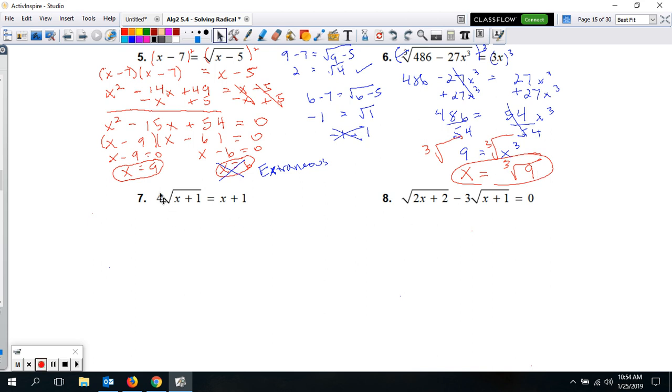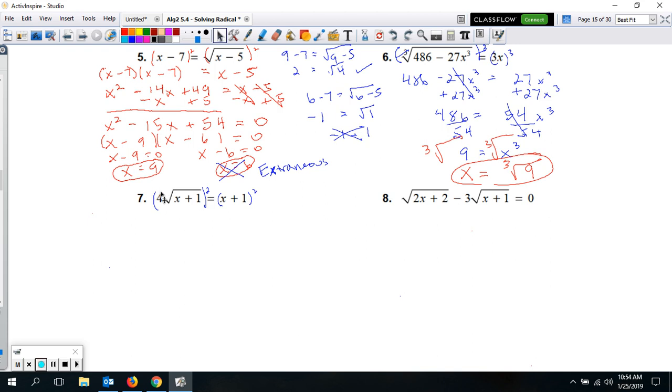Number 7, we first have to get rid of the 4 because the radical is not by itself. So we're going to need to divide this by 4, or get rid of 4 here somehow. Notice I'm not going to divide by 4. You might wonder, why didn't you do that? Well, if I did that, I'm going to get x plus 1 divided by 4, and that gives me a weird fraction on that side. So the best thing to do is just square it right now. We'll actually just go ahead and square it with the 4 in front, which is okay to do.